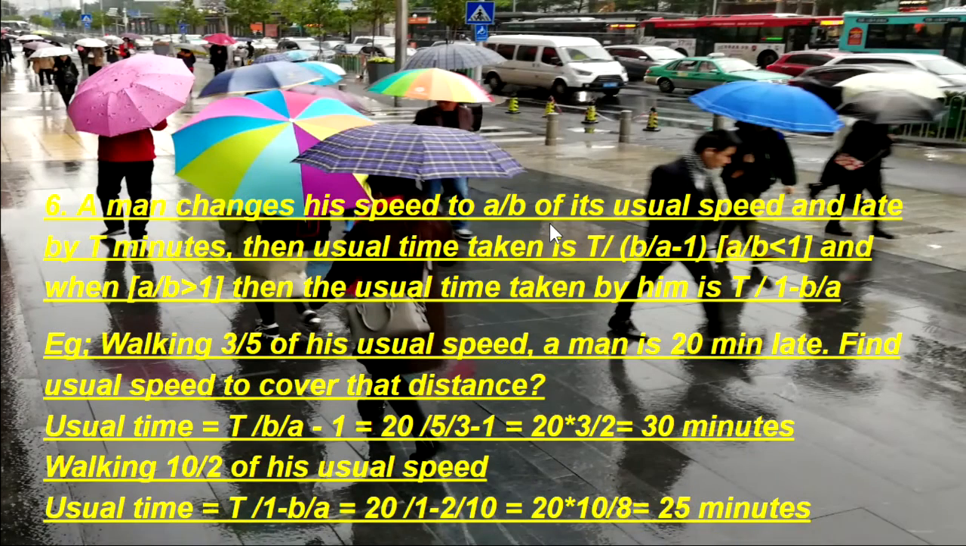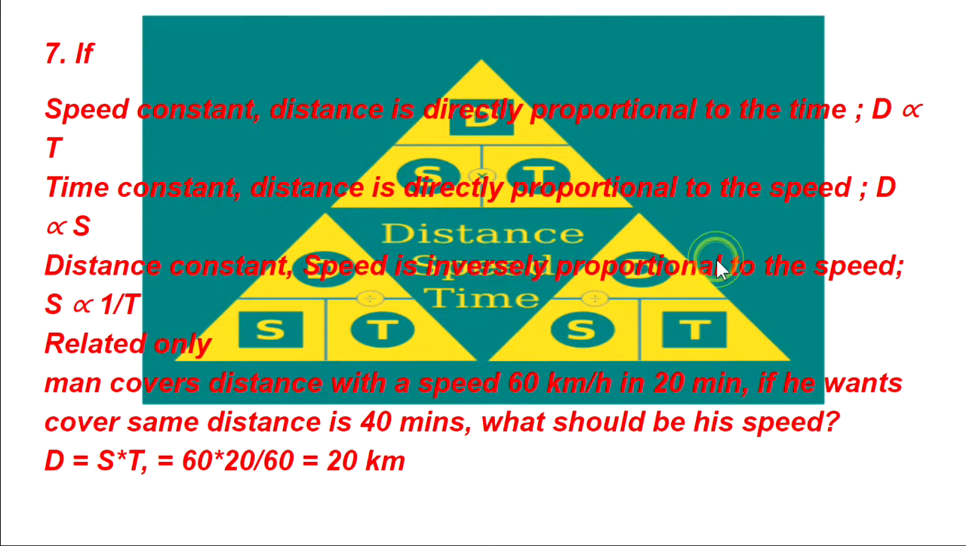The sixth one was relating to the usual speed. He's walking a certain distance. So what will be the actual distance he has to cover? Here we have to remember: if it is less than 1, then we use a minus 1. If it is greater than 1, then 1 minus b by a. The seventh point was related to constants: speed, time, distance.